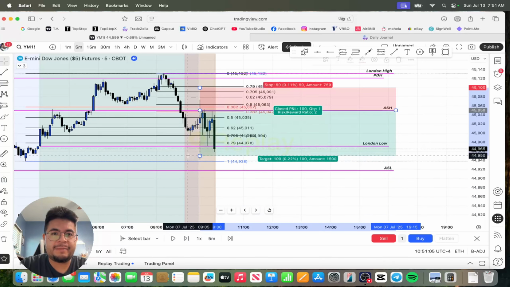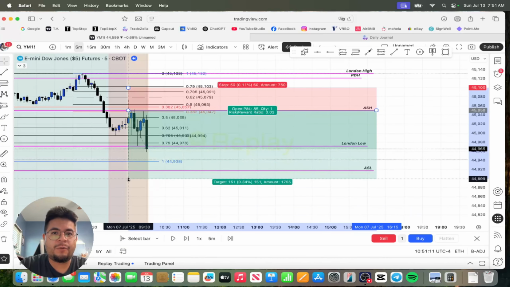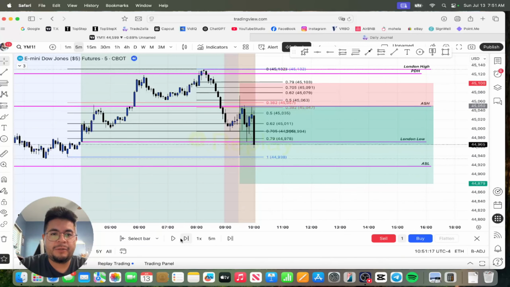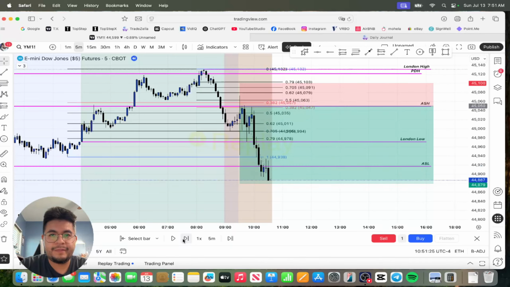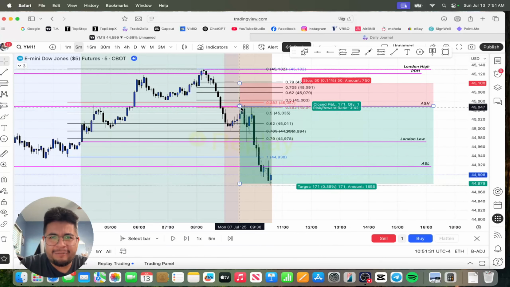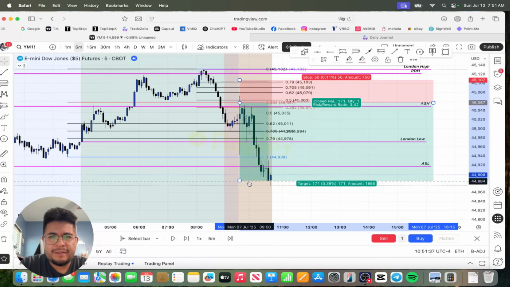Actually, a 1 to 2 would have gotten smacked right at that open if I would have just wanted to take a 1 to 2. I think this is the trade that I caught, a 1 to 3.5. Let's see, right around this area. So let's keep going. Yeah, I think that's the trade that I caught right here, guys. I think I might have gone in a little higher right at that 38%. So this would have been the trade that I caught for Monday.